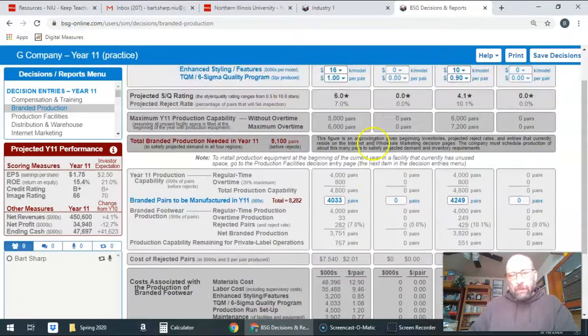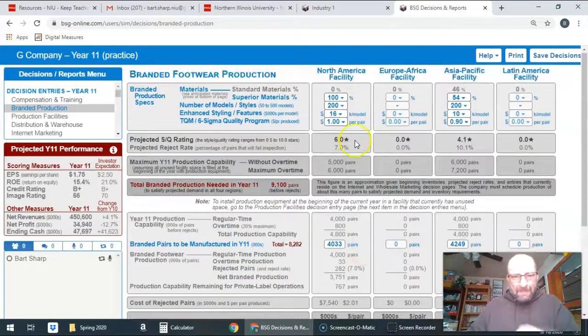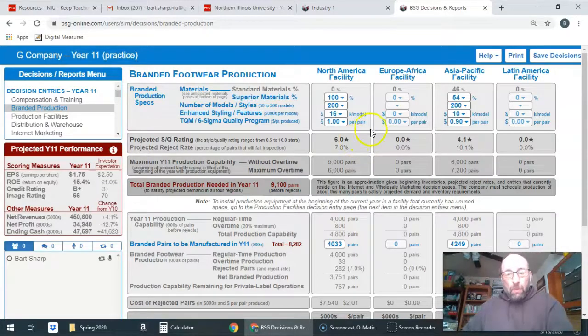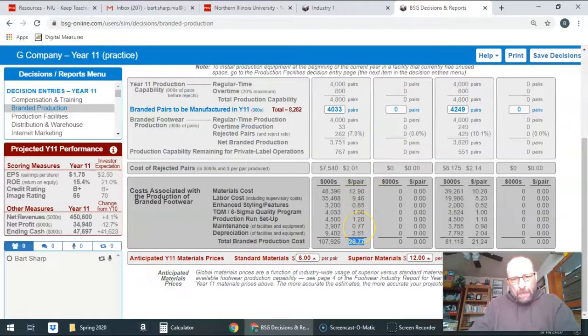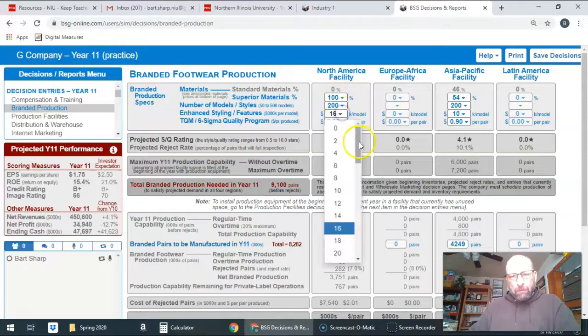We talked about this in class too. What the customer sees is the six-star shoe. They don't see how much it cost you to make it. So you might as well get the six stars at the lowest possible cost. What that means is you need to do some optimization when it comes to these values. So let's take this as our baseline and see if we can improve things. Right now, our total branded production cost based on those inputs is $28.70 per pair. Let's say instead of maximizing materials, let's bump up styling and features instead.